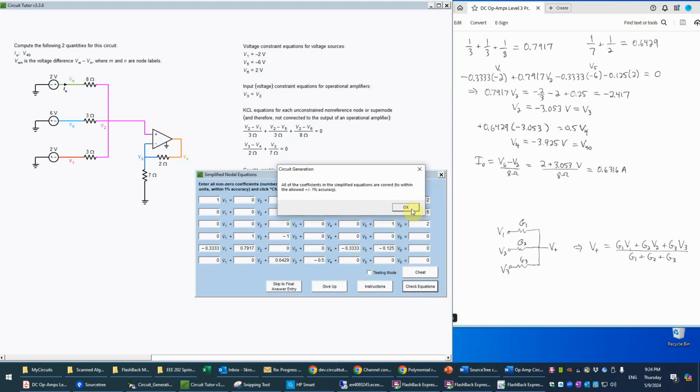Probably would have been a good idea to proofread. And by the way, we could have just skipped all this and gone to the final answer entry if you know what the final answer is or how to figure that out quickly. And that might be possible in this circuit, as I'll discuss at the end. But in any case, I'm just showing you the full solution.